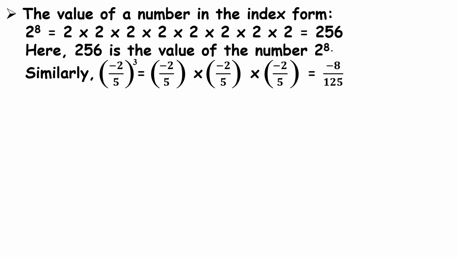Similarly, minus 2 upon 5 the whole raised to 3 is equal to minus 2 upon 5 multiplied by minus 2 upon 5 multiplied by minus 2 upon 5. It means minus 2 upon 5 is multiplied 3 times by itself, which is equal to minus 8 upon 125.